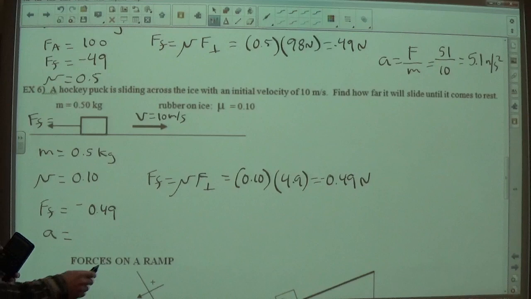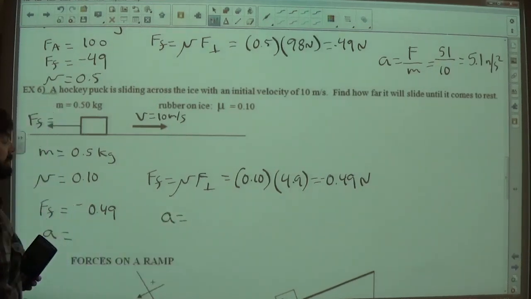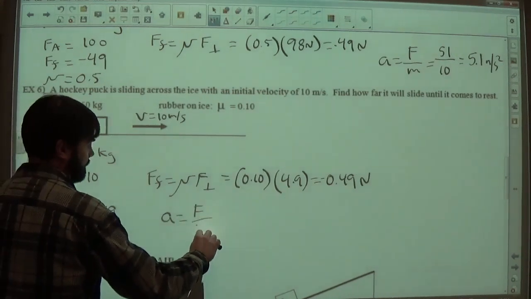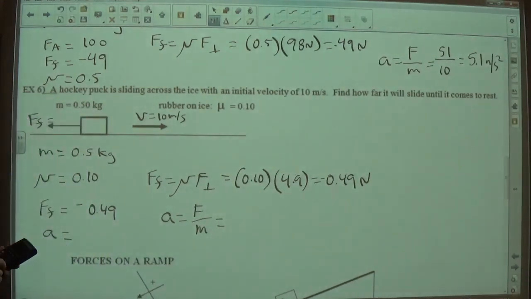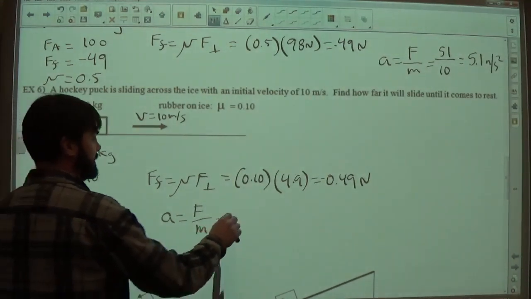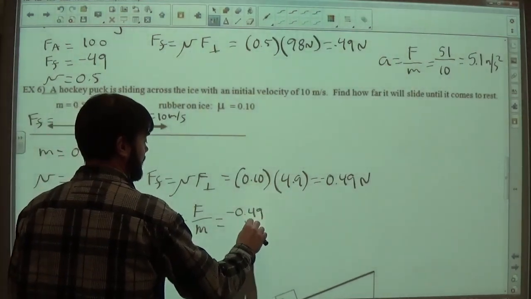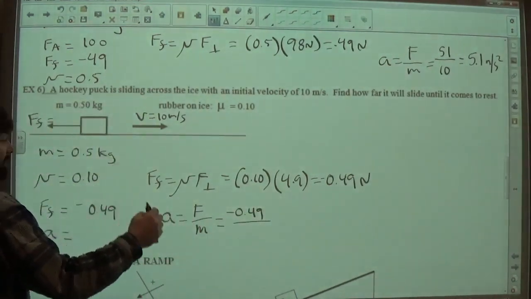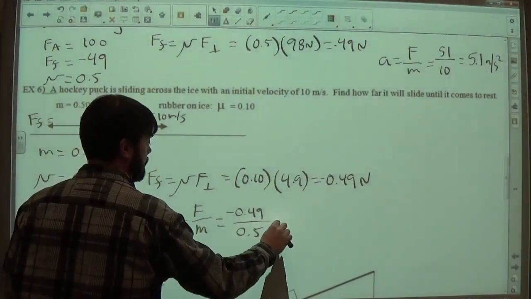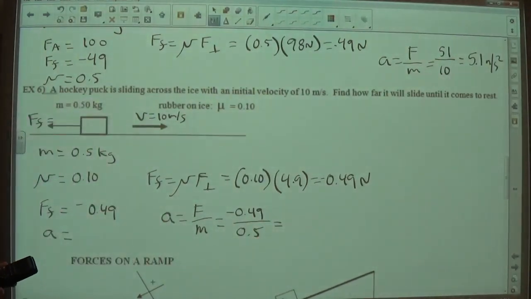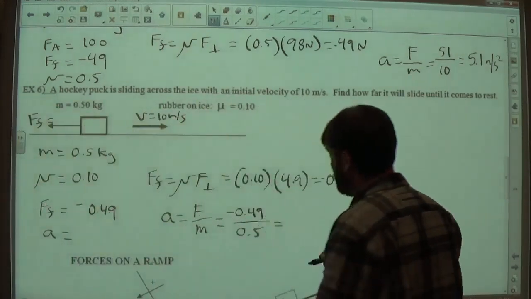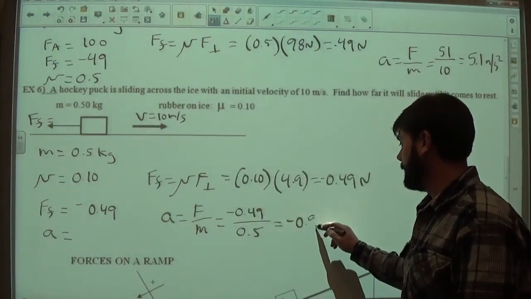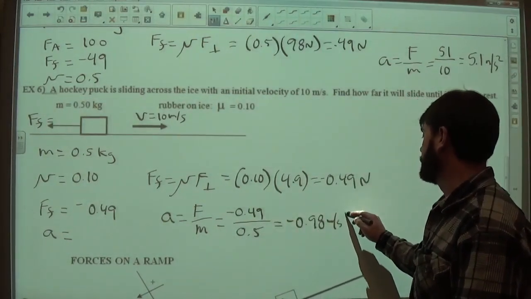From there we should be able to figure out what the acceleration is. Acceleration is the force divided by the mass of this item. The force, now this is the net force, is a negative 0.49, and the mass of the total thing is 0.5, giving meters per second squared. So 0.49 divided by 0.5 is really close to 1. It gives us negative 0.98 meters per second squared.